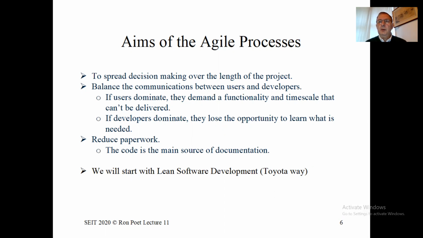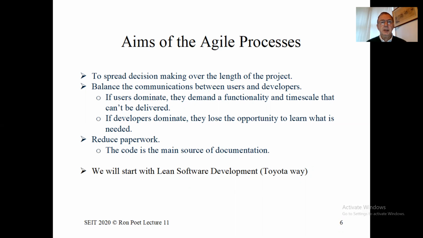So in the waterfall model, the users got a say of what they wanted at the start, and that was it. And then the developers went away and did what they thought the users wanted. Now, if users dominate the process, they tend to demand a functionality that can't be delivered. So developers need to keep them honest there on what can actually be achieved. If developers dominate, they lose the opportunity to learn what the customer really needs, and they can end up building a system that the customer didn't want.